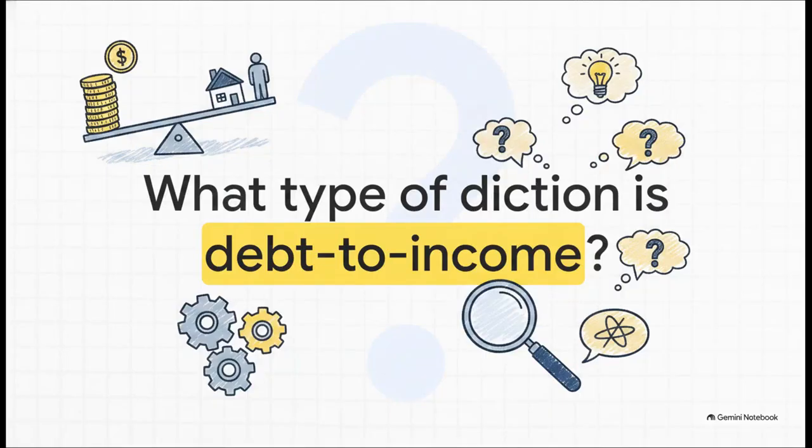So, here's a quick check for you. If you were reading an article and came across the phrase debt-to-income ratio, which type of diction from our earlier list would that be? If you remembered technical jargon, you hit the nail on the head, and remember, you'd use those surrounding context clues to determine the exact technical meaning of that phrase.